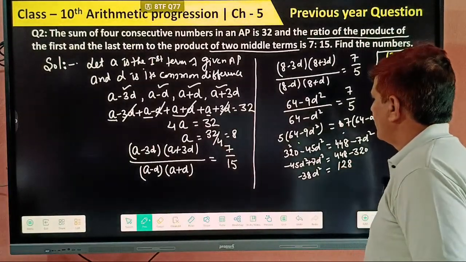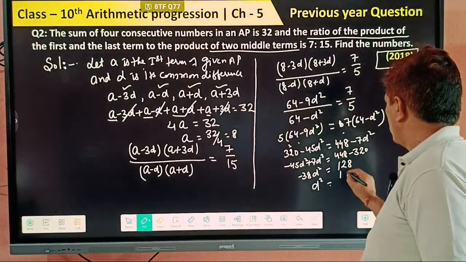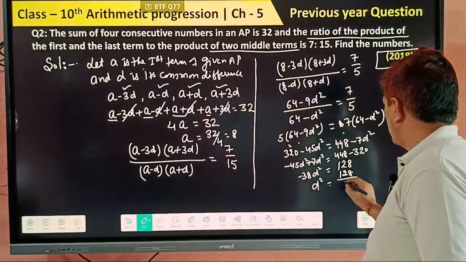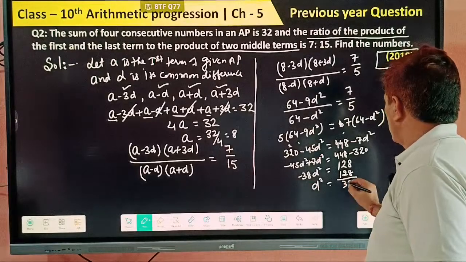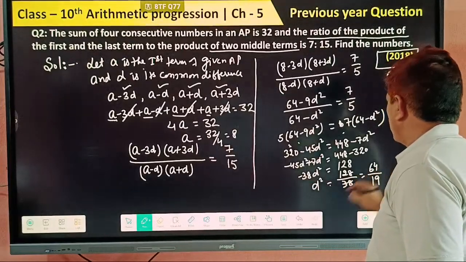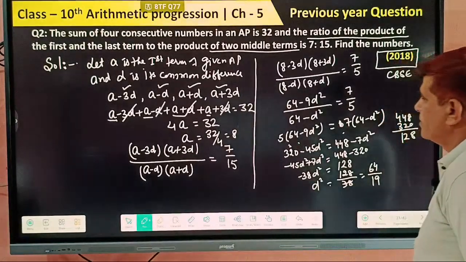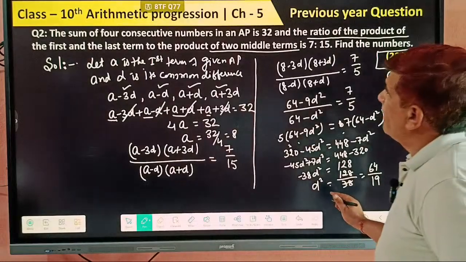128. So d square equals 128 by 38, which is 1964. Yes or no? So what's your d?